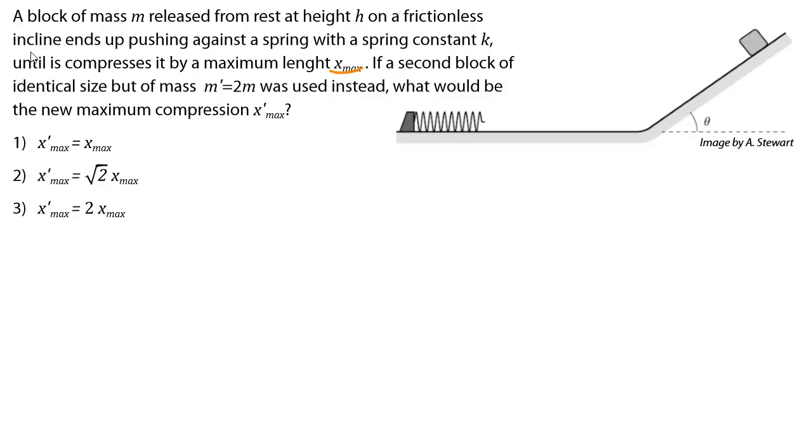If a second block of identical size but of mass m prime, equal to 2 times m, was used instead, what would be the new maximum compression x prime max? So what I want you to do is to figure out what's the link between x prime max, the second maximum compression, compared to the first one. So will they be the same? Will the second one be square root of 2 times bigger than the compression when the block was just of mass m? Or is the new maximum compression twice as large as it used to be?